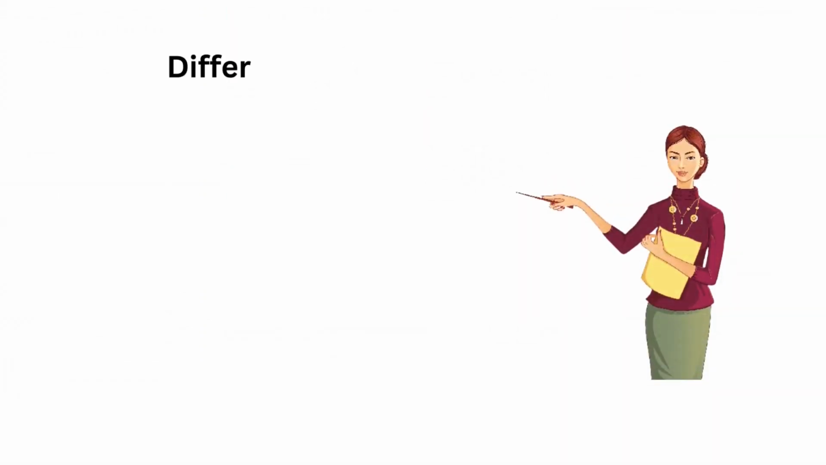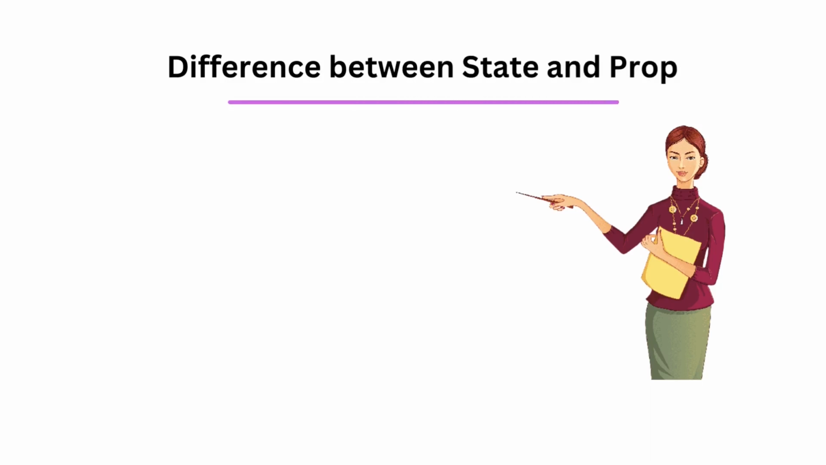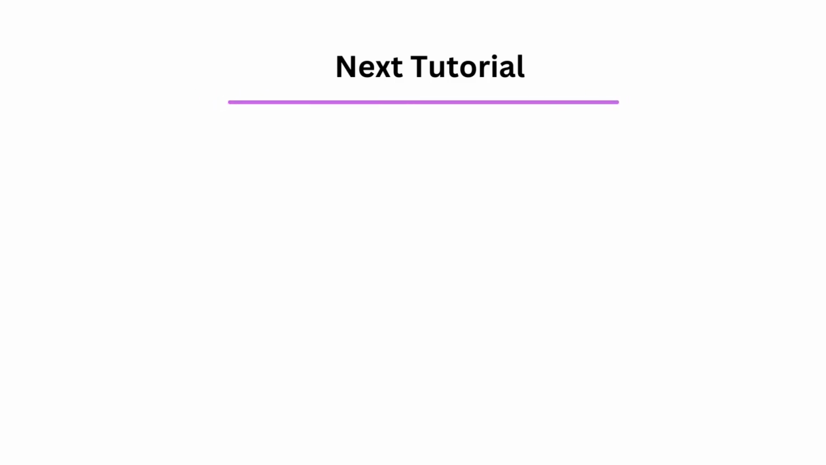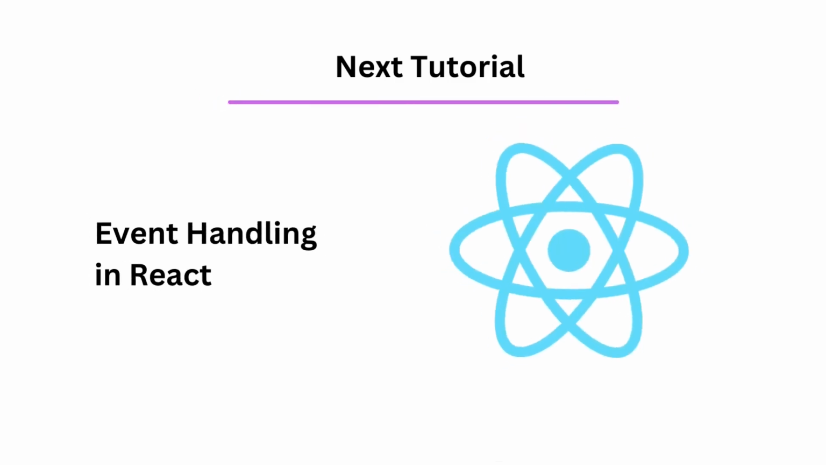So, before we conclude, let's quickly discuss the differences between props and state. Props are used to pass data from a parent component to a child component, and they are read-only. On the other hand, state is used to manage component-specific data that can change over time, and it is mutable. In the next video, we will delve into event handling in React. We will learn how to handle various user interactions such as button clicks and form submissions.